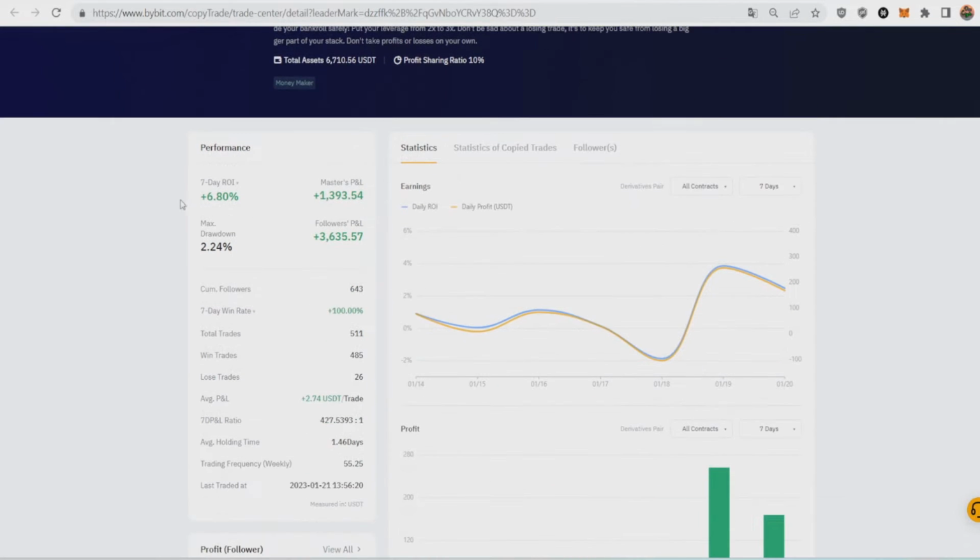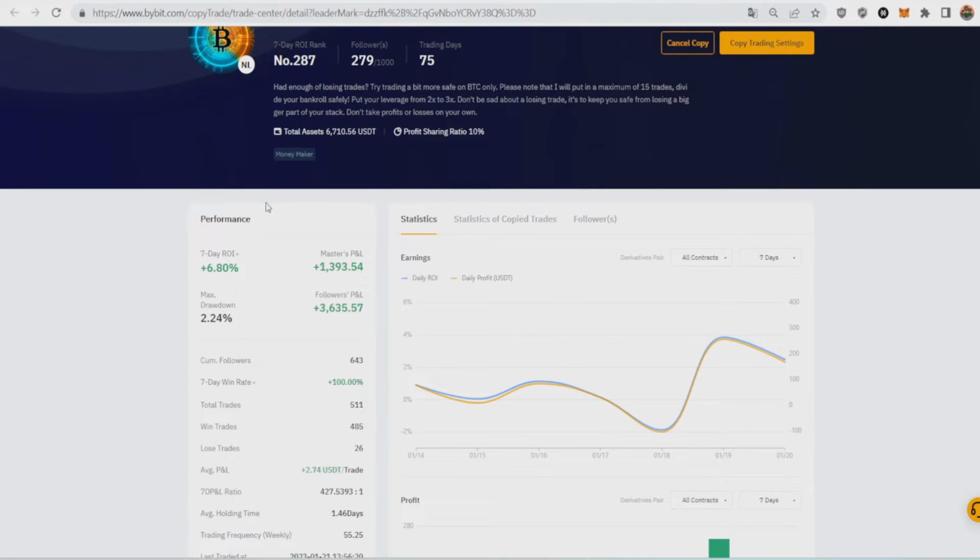The next step is you want the 7-day return to be positive. Any positive number is good, guys, because I'm gonna explain how even 6.8% will be better than 90% of other people. Of course, you want the master to be making profit, and the followers to be making profit as well. So if these numbers are red, guys, he's definitely not the best.